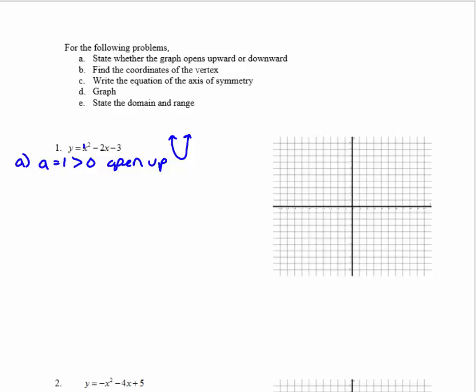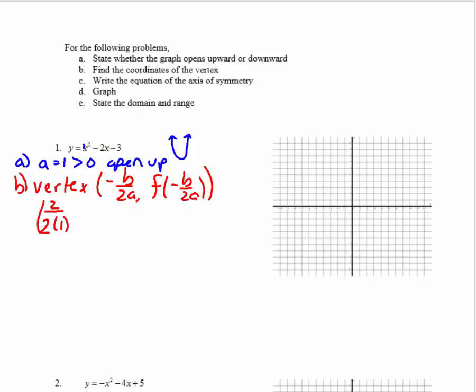Now we'll need to find the vertex. And how do we find the vertex? When it's in this form, we have to use the formula of opposite of b over 2a, and then whatever that number is, we plug it back in to find the y part of the vertex. So opposite of b, so opposite of negative 2 to be positive 2, all over 2 times a, and a is 1. So 2 divided by 2 is 1. So that's the first part, the x part of the vertex.